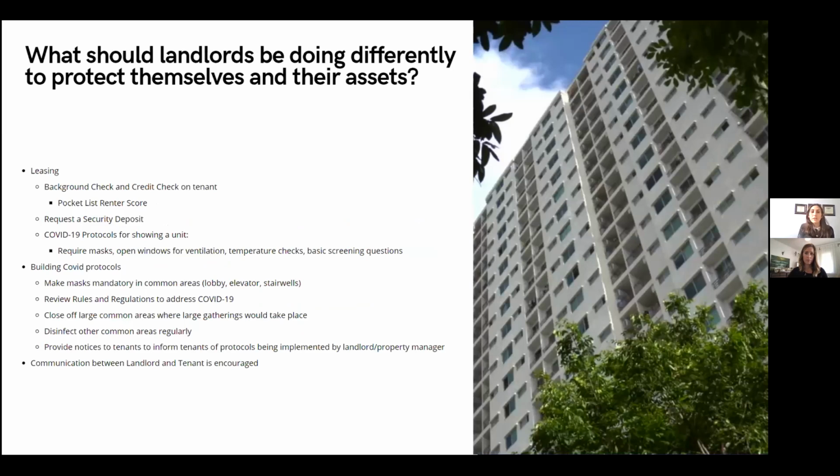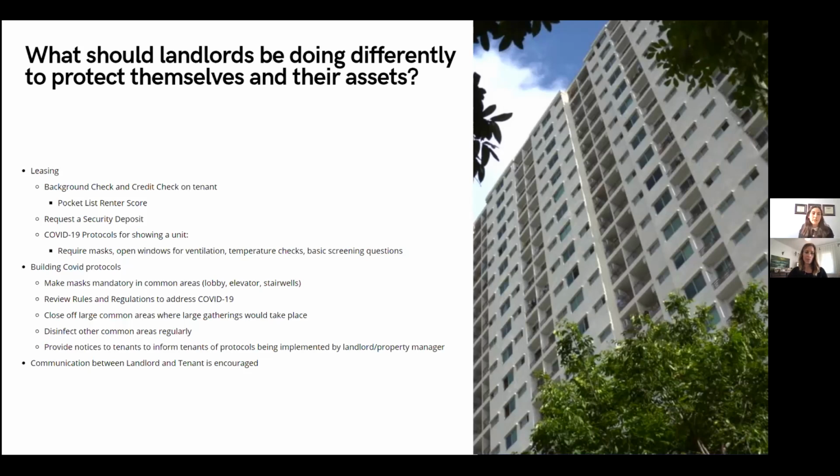I would mention that you cannot discriminate against a potential tenant because they have another COVID-19 related rental debt. So just be aware of that.